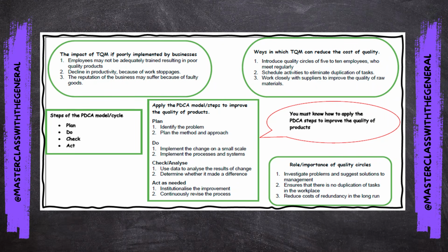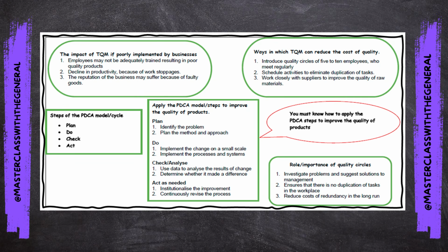Work closely with suppliers to improve the quality of raw materials. So even though we may try to put in systems for quality, if we are getting poor raw materials, it will be very difficult, or it will be more difficult, for us to actually produce a quality product. So the best way is to work with suppliers to ensure that we are getting the best quality of raw materials possible. Let's move on to the PDCA model.